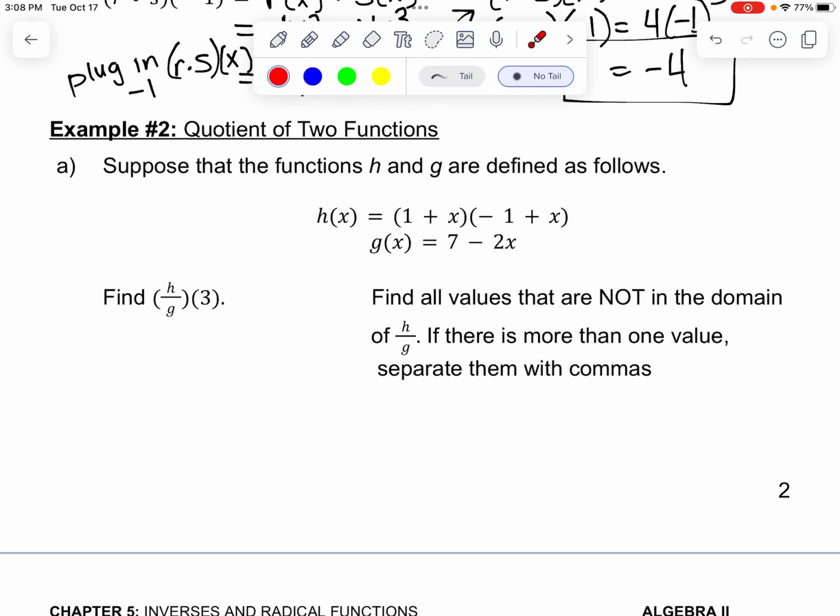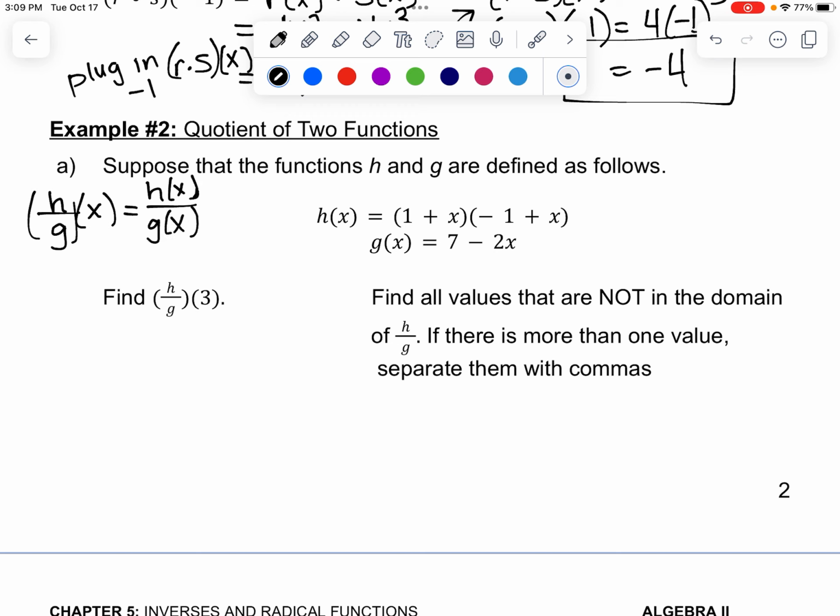It will also ask you to find all values that are not in the domain of h divided by g. If there's more than one value, separate them with commas. So the first thing I'm going to do is take h divided by g of x, and just look at what the function is. If I stack these, I put h of x on the top over the g of x.